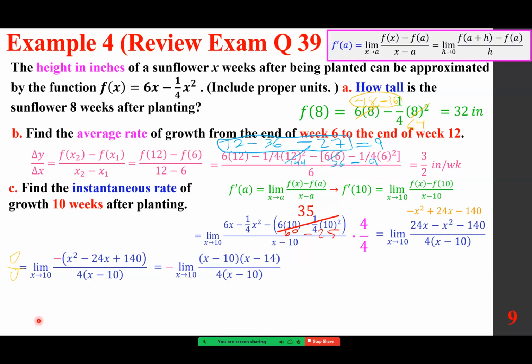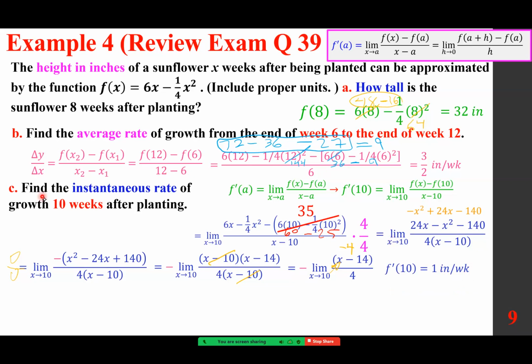And now the x minus 10 cancel each other. This is what we have. Again, notice everything is algebra. Now, if I put the 10 here, 10 minus 14 is negative 4. Negative 4 divided by 4 is negative 1. With this negative becomes positive 1. And the units are inches per week.